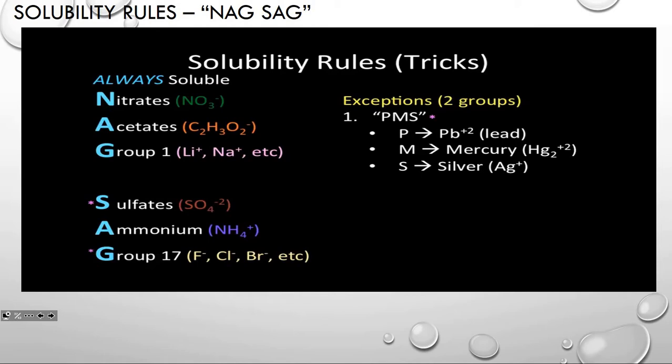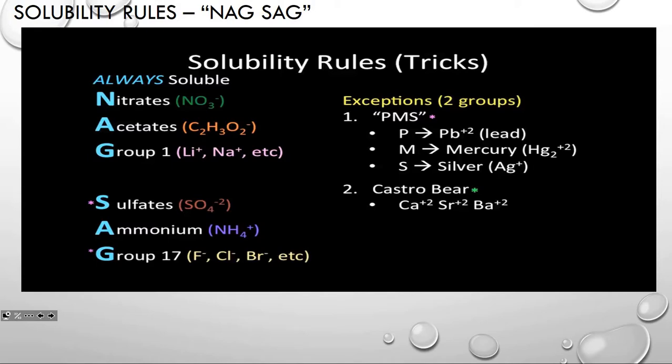Now let's move on to the second and final exception. This exception is called castor-ware. The reason it's given that name is because it's calcium, strontium, and barium, all from the alkaline earth metal group. And castor-ware is never soluble with sulfates.